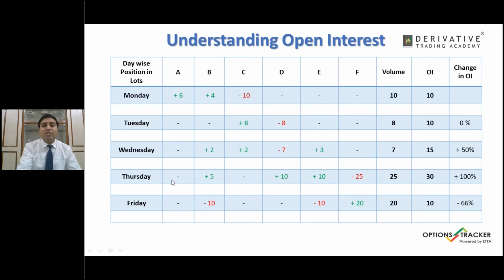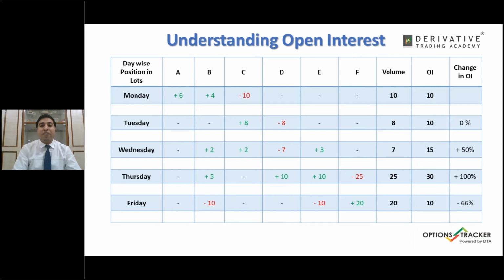Now look on the Thursday. On Thursday, B added 5 lots on the long side. D has taken the 10 lots on the long side, while earlier he was having net to net 15 on the short side. So his position has reduced from plus 10, from earlier minus 15. So net to net minus 5 lots on the shorting side. E, which was earlier having 3 long, added 10 more longs. He is having more bullish bias. So net position is going 13 longs.